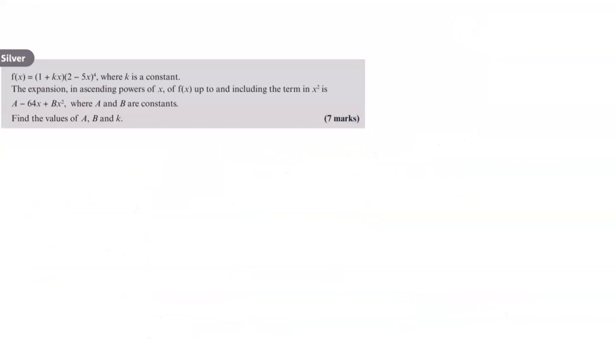Okay, moving on to our silver question. The silver question is almost identical. It uses a very similar function. All they've done is swap the 1 and the 2 in the brackets, and this time they're giving no scaffolding. It's just a big old 7-mark question. It's very normal to get in an exam, and some people just freeze at this point because they can't remember the steps, or they're not happy just to have a go and see what happens.